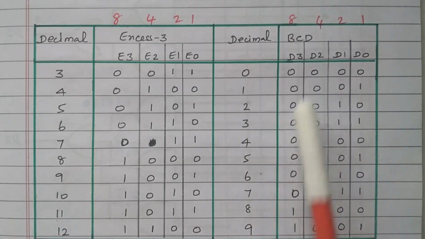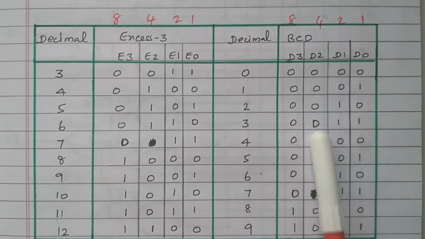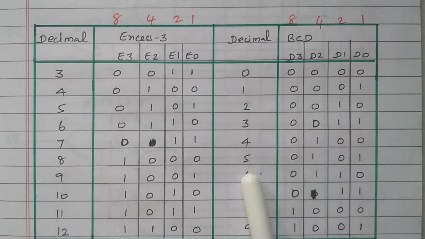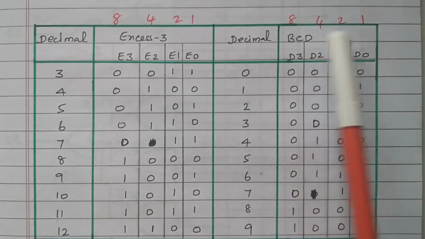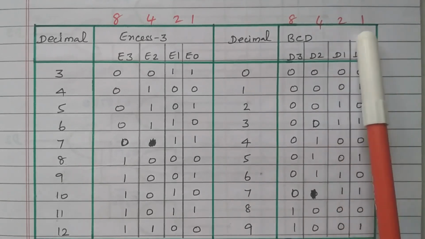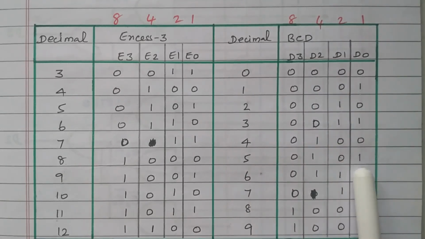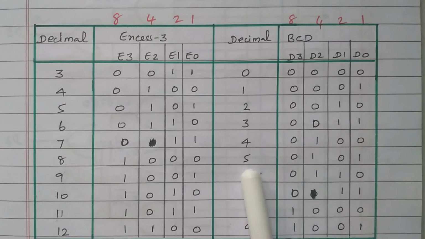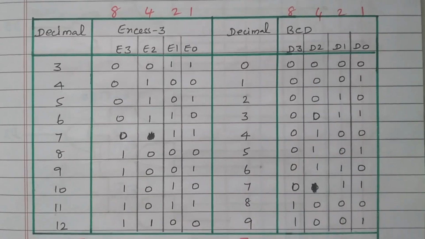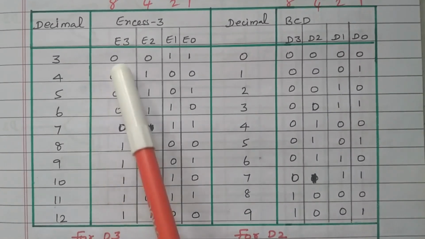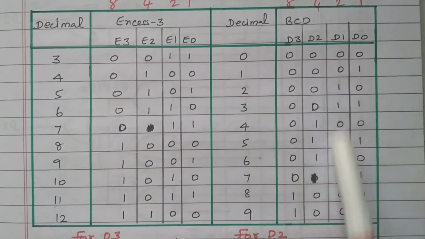How will you get 4? The second digit is 4, so we make the second digit 1, and we get the equivalent of 4. How will you get 5? The second and fourth digits. 4 plus 1 is 5. So make the second and fourth digits 1, and we get the value of 5. So like that it is represented. Right. So now we have the truth table converting the XS3 code to BCD code.